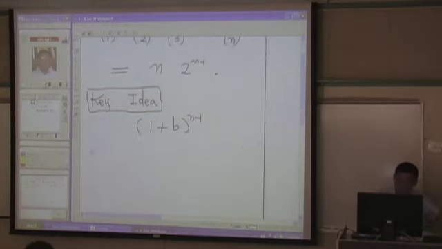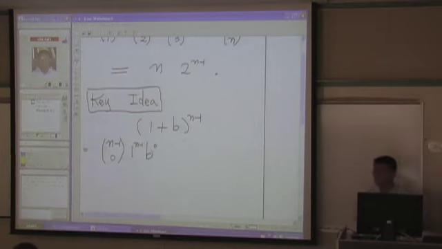Then by the binomial theorem, what can you say? I will attach n later, so I will leave some space here. And n minus 1 choose 0, 1 to the power of n minus 1, and then b to the power of 0. Do you see it? If you want to clarify, you can say minus 0 here, right? It doesn't matter. Minus 0 power.